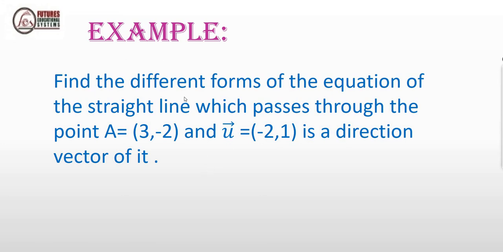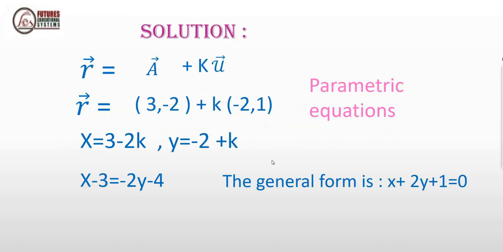Let's go to this example. Find the vector form of the equation of the straight line passing through the point A (3, negative 2), with direction vector u equals (negative 2, 1). Write the vector equation r equals vector a plus ku, where we have the point A (3, negative 2) and the direction vector u equals (negative 2, 1).